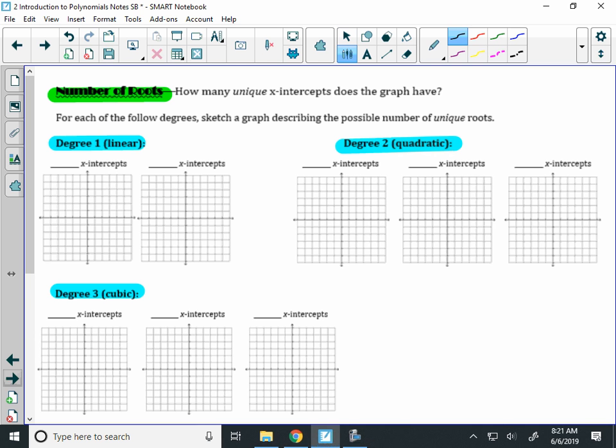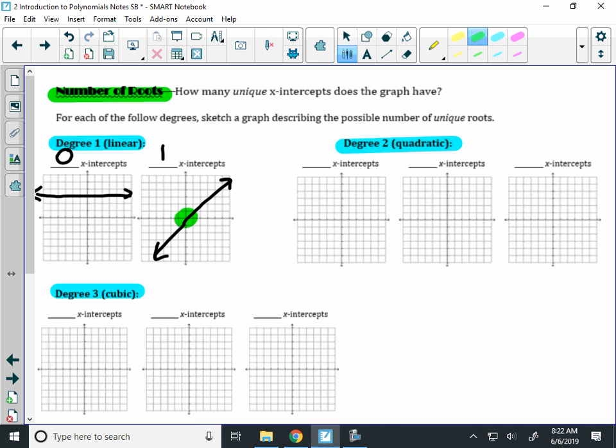So degree 1, there are 2 options. You can either have no x-intercepts, so that would be something like a horizontal line, or you could have 1 x-intercept. You could cross the x-axis 1 time. Degree 1, remember, is an odd degree, odd number, so that's why the arrows are going in opposite directions.